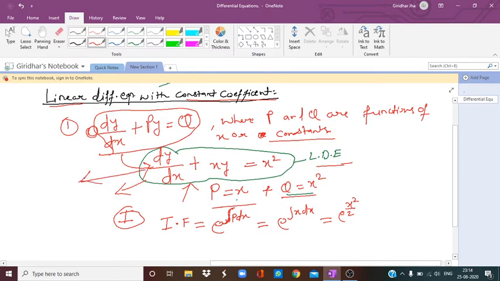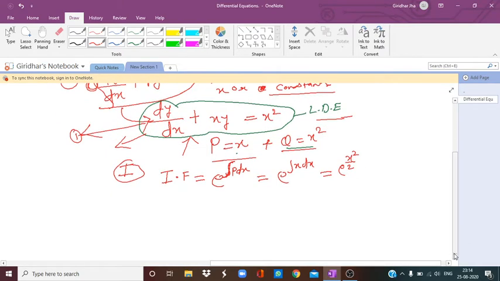This sum we are drilling. Now the next step, the second step, is important here. Its solution is ready-made, in the sense that you have to remember it. Like this: it is in the form dy by dx plus xy equals x square.